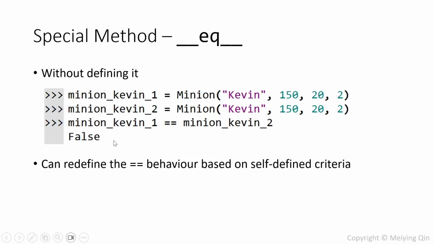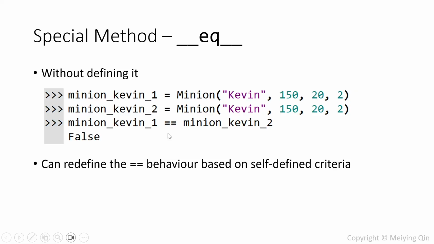Why? What does equal check? It checks if they are the same object or not. And they are not the same object. They are two different objects. This is minion Kevin 1. This is one object. Minion Kevin 2 is another object. So by default, equal just checks whether they are literally the same object in memory, which they are not. And so it returns false.